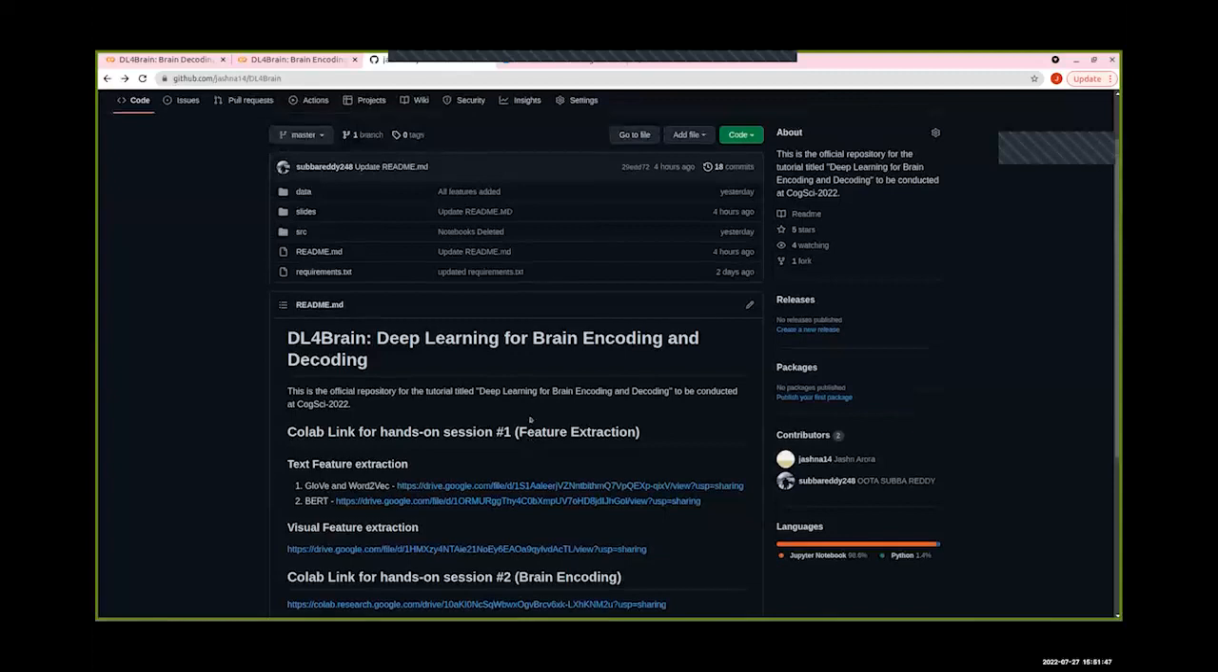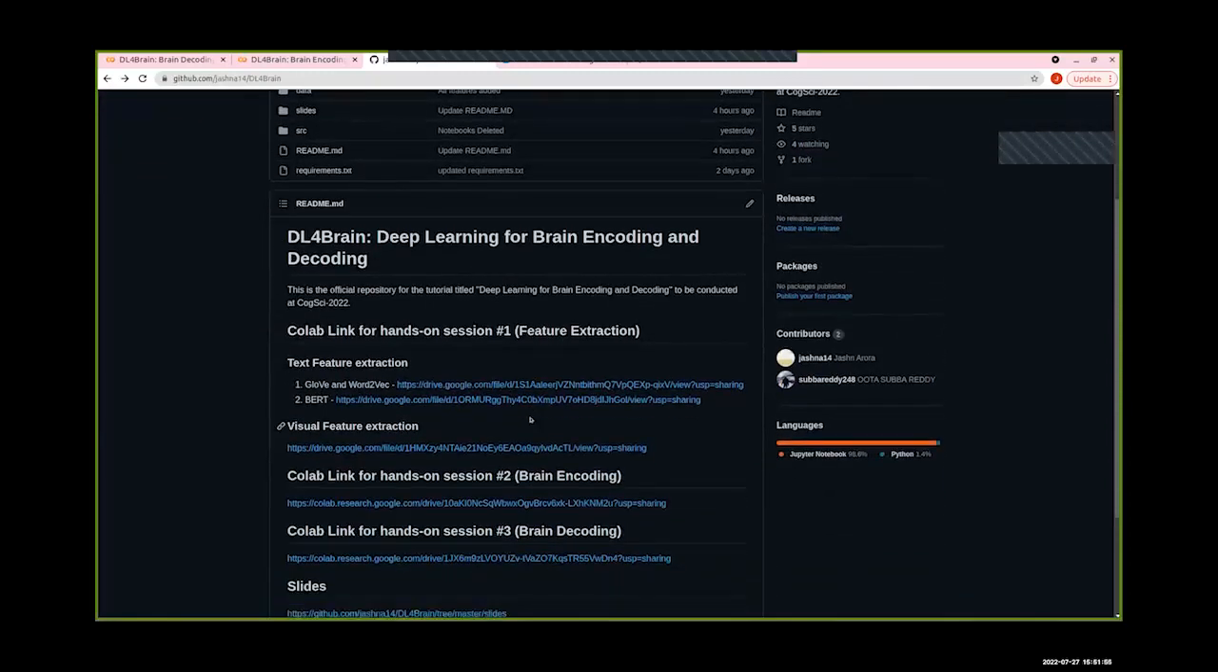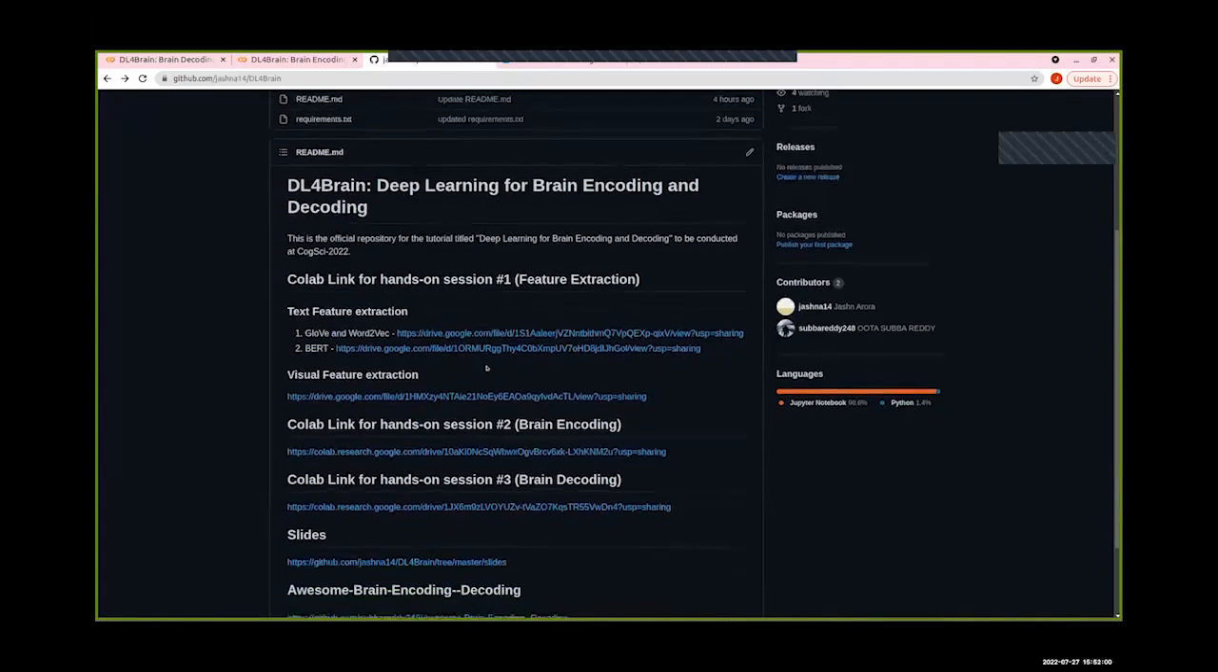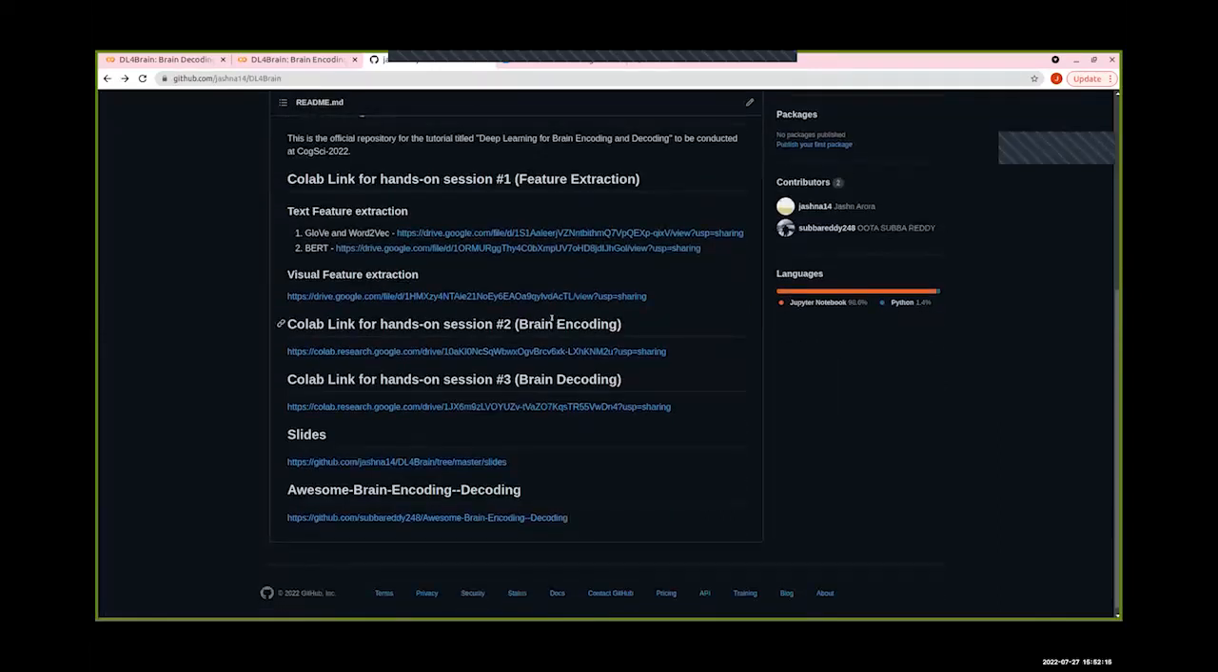So this is the GitHub repo that we'll be using. This has all the links for the Colab notebooks that we would be using. We would go first with the feature extraction, and it has the Colab links available. We don't particularly have a setup session for it. So maybe Manish sir, you can start with that with the Colab work.